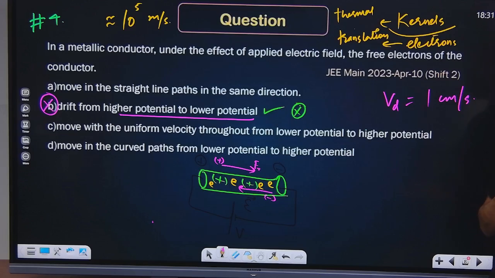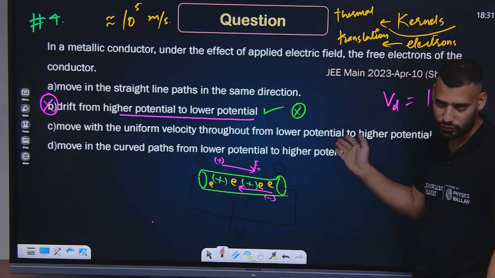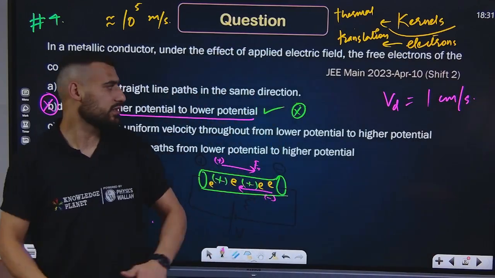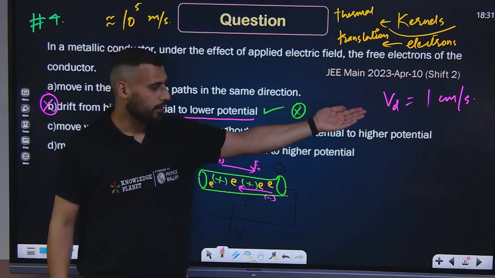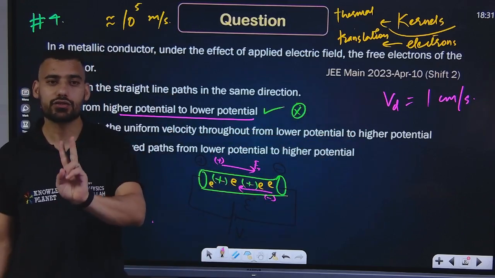How many of you say C? C, why? Because uniform velocity throughout from lower potential to higher potential, right? The thing is, the velocity, which is what you call the drift, is an average velocity, and it is not present throughout.